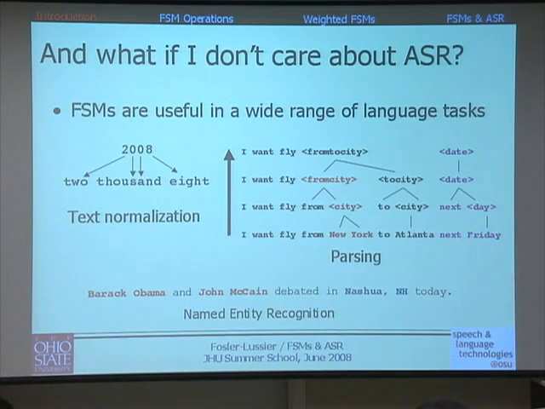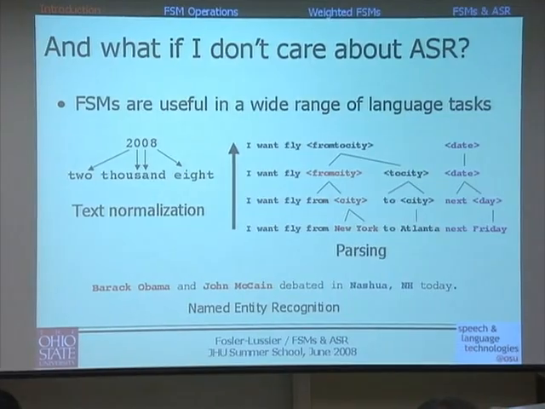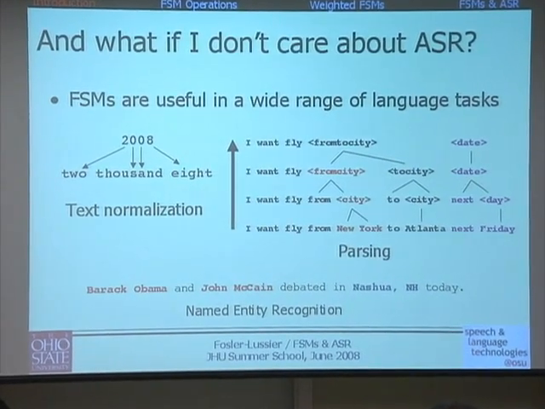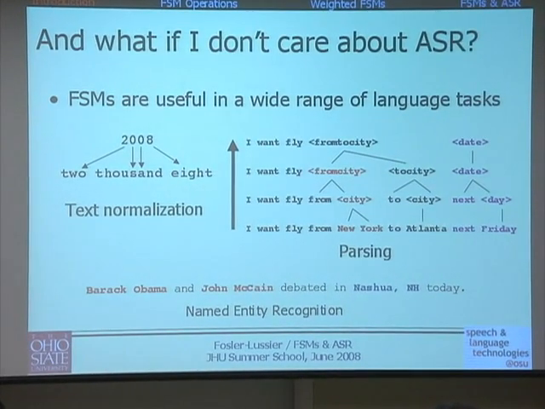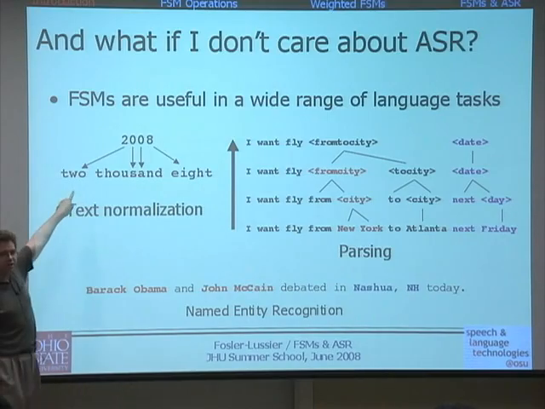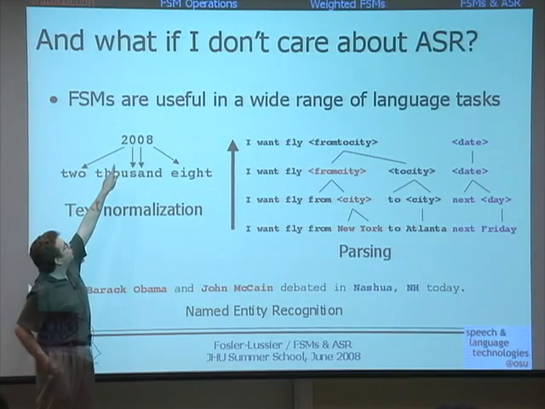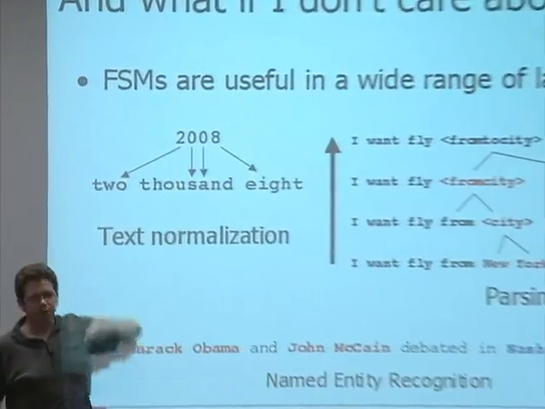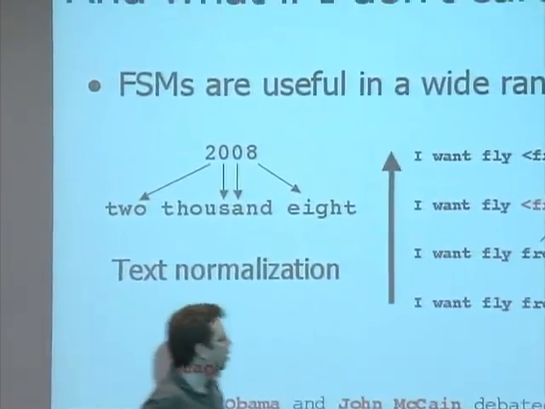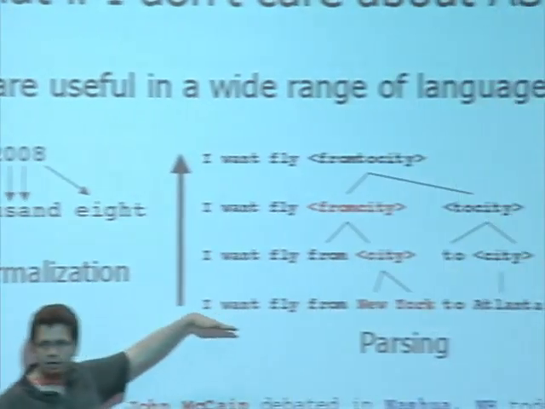Okay. And so now you're saying, well, I don't really care about ASR, right? Why should I even pay attention to all this stuff? It turns out that these tools are pretty generic and pretty useful for a wide range of things. So for example, text normalization, like I was talking about. So 2008, you might want to take the string 2008, comes out 2008. You can do parsing with it.